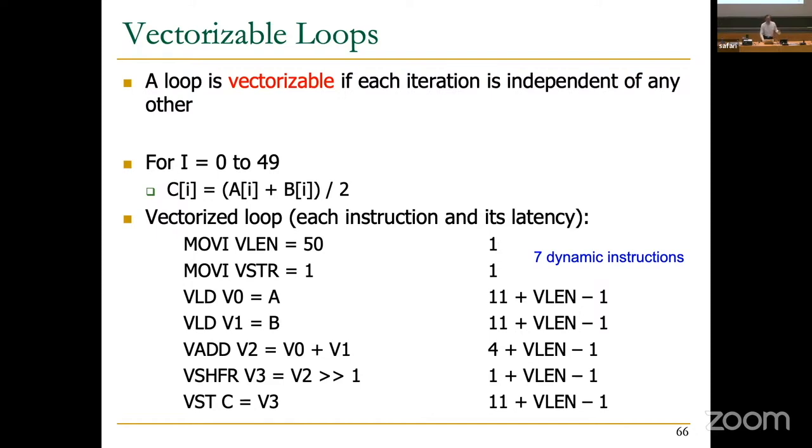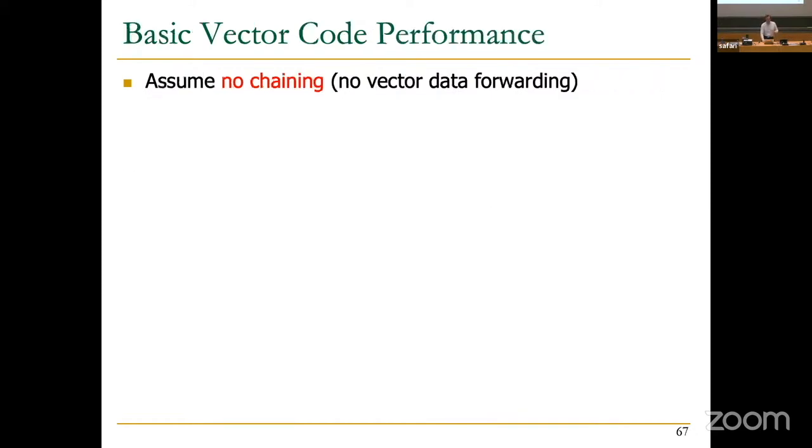Okay, so now let's take a look at how long it takes to execute this code. Initially, we're going to assume a very simple vector processor, without even forwarding of data. This is called chaining in vector processing. I don't like this terminology necessarily, but you will see why it exists. There's no data forwarding between vector functional units.